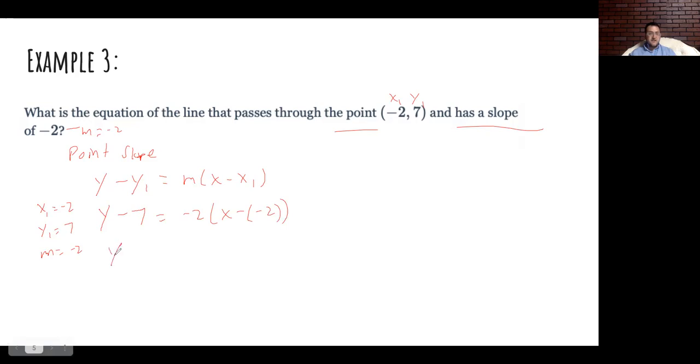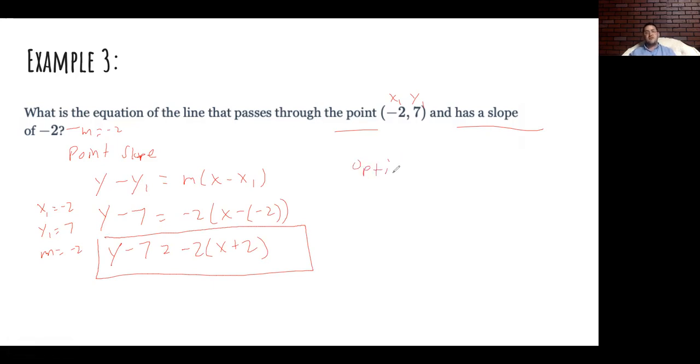But I'm just going to clean it up a little bit. So I'm going to say that this is negative 2 times x plus 2. And then that is your completed point slope form equation. Now, optional, if you want to get it into y equals mx plus b, I mean, what we have here is the final answer.